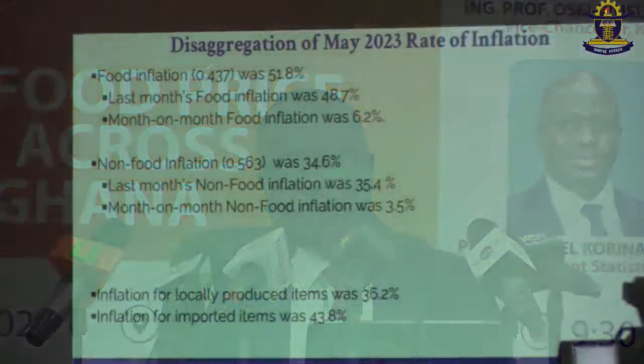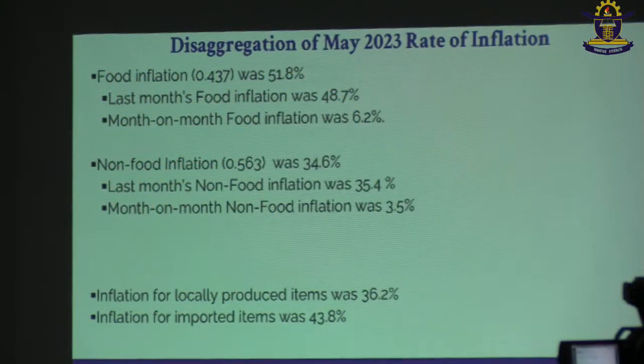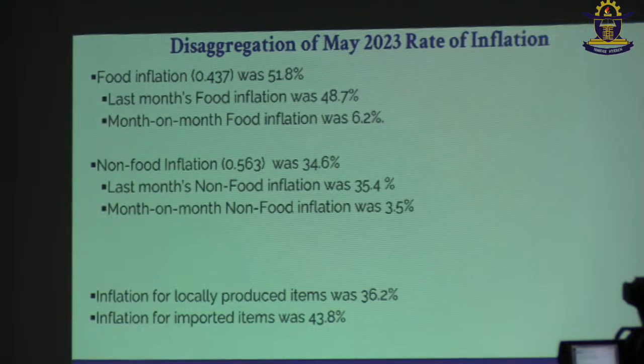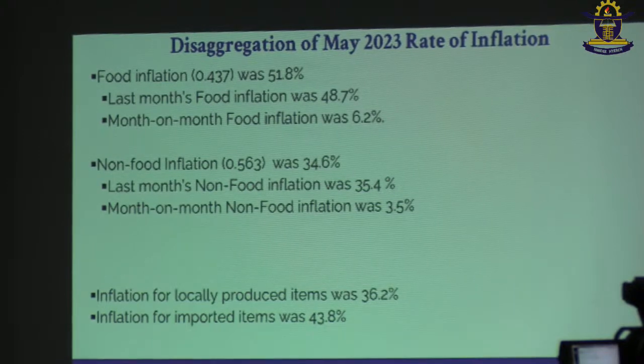This variation that we are recording for food and non-food inflation has widened by about 4.1 percentage points, as we recorded a 13.3 percentage point difference between last month's food inflation, which was 48.7%, relative to 35.4%, which was recorded for April 2023. On a month-on-month basis, disaggregating from a food and non-food perspective, we realize a difference of 2.5 percentage points, as month-on-month food inflation stood at 6.2% and non-food inflation month-on-month stood at 3.5% for the month of May 2023.